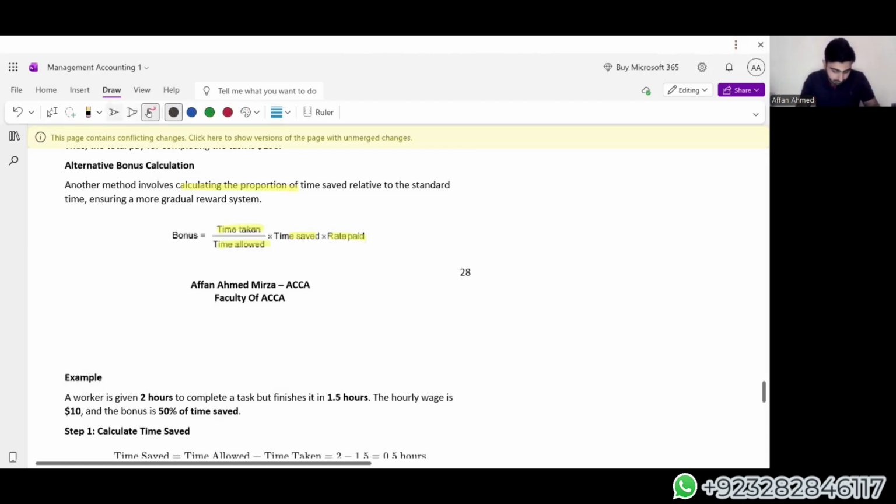The question says that a worker is given 2 hours to complete a task but finishes it in 1.5 hours. That means basically he has saved 30 minutes. So 0.5 hours is the time saved, 1.5 is the time taken, time allowed was 2 hours, time saved was 0.5, into the rate paid, which is $10. Now they're saying the bonus is 50% of the time saved. So 50% of the time saved tells me that the answer should be multiplied by 0.5.